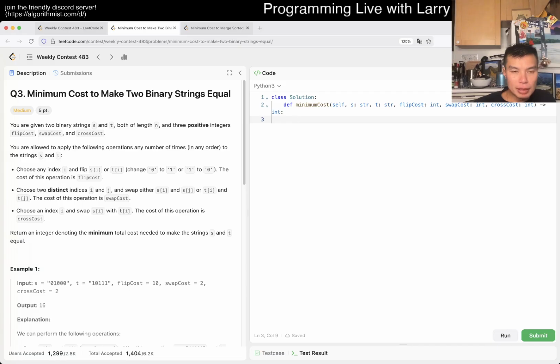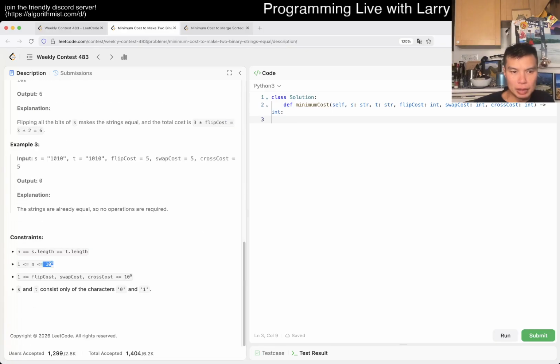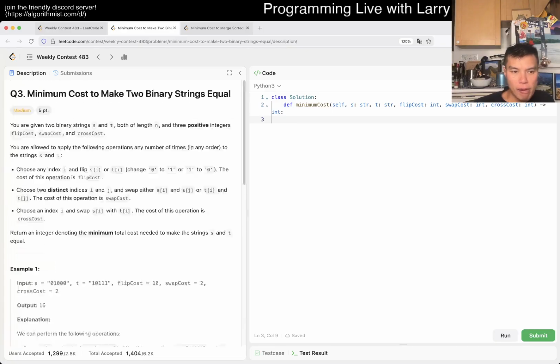Flip S sub I or T sub I. Oh, okay, so you have two strings, binary. You have to flip one of them, and it's flip cost. It doesn't really matter which one. If you flip, it makes it the same anyway. I mean, this seems like it's just DP. Oh, but it's 10 to the 5th, so maybe I'm wrong. I thought it was going to be like an LCS type thing.